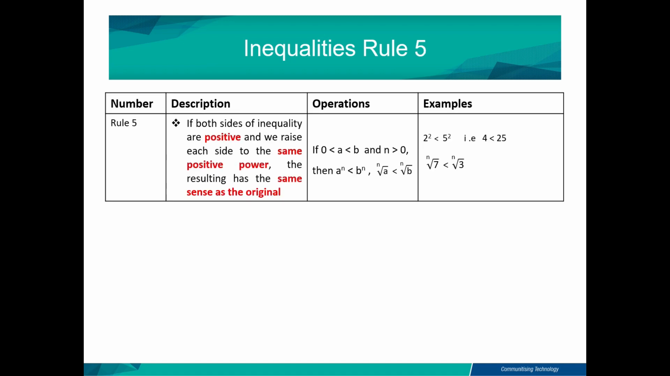And the last rule is, if both sides of an inequality are positive and we raise each side to the same positive power, the result has the same sense as the original. That means when we have 2 less than 5, and we raise 2 to the power 2 and 5 to the power 2, the sign is still less than.